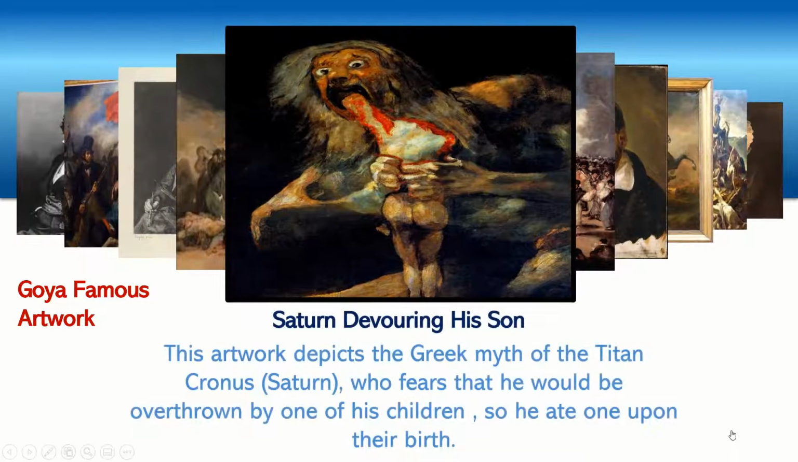Another artwork is called Saturn Devouring His Son. This artwork depicts the Greek myth of the Titan Cronus, Saturn, who fears that he would be overthrown by one of his children, so he ate one upon their birth.